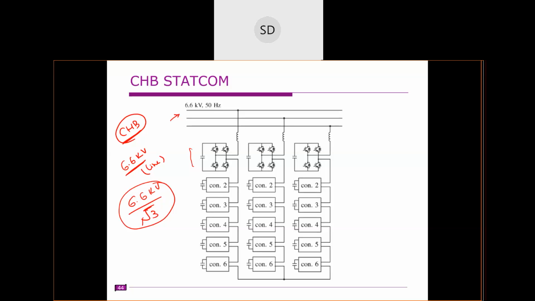Okay, so in the case of this cascade H bridge inverter, the phase voltage will be measured between this point and this point, right? The phase voltage is usually measured between these 2 points. So ideally, the voltage between these two is supposed to be, or approximately near, 6.6 kV by √3. Clear?